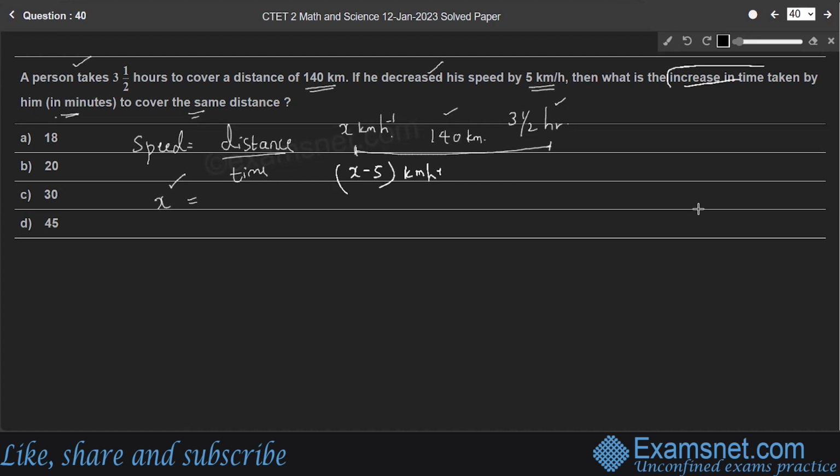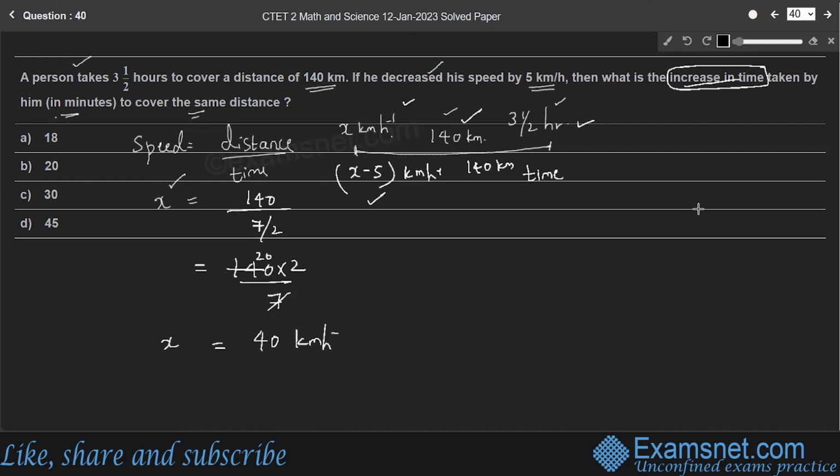So we have to find the increase in time. For that, we need the time taken by him to cover the same distance of 140 kilometers with less speed, which is X minus 5. For all this, we need the value of X first. We'll find his speed in the first case. So speed is distance, 140 kilometers, by time, 3.5 hours. 3.5 hours means 7 by 2, which is equal to 140 into 2 by 7. So 7 into 20 is 140. Therefore, X is 20 into 2, which is 40 kilometers per hour. He was moving with a speed of 40 kilometers per hour.